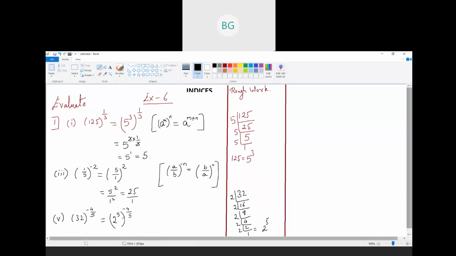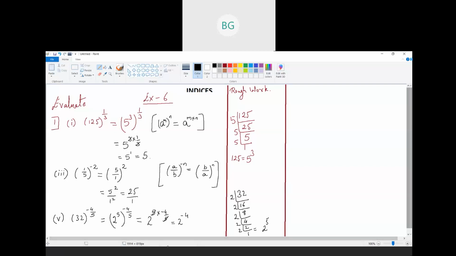Now as we know, we will be using the law a raised to m raised to n. So here what we have to do is multiply the powers. So we get 2 raised to 5 into minus 4 by 5. Right? So now here 5 will get cancelled. So we get 2 to the power minus 4.